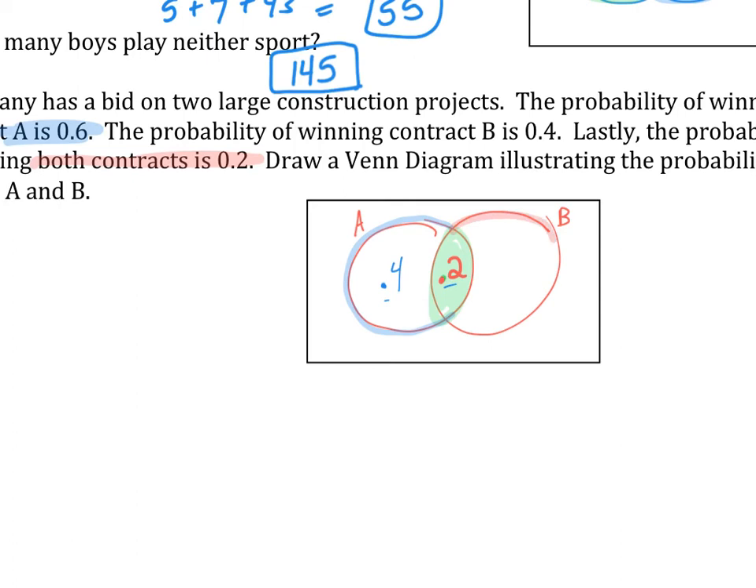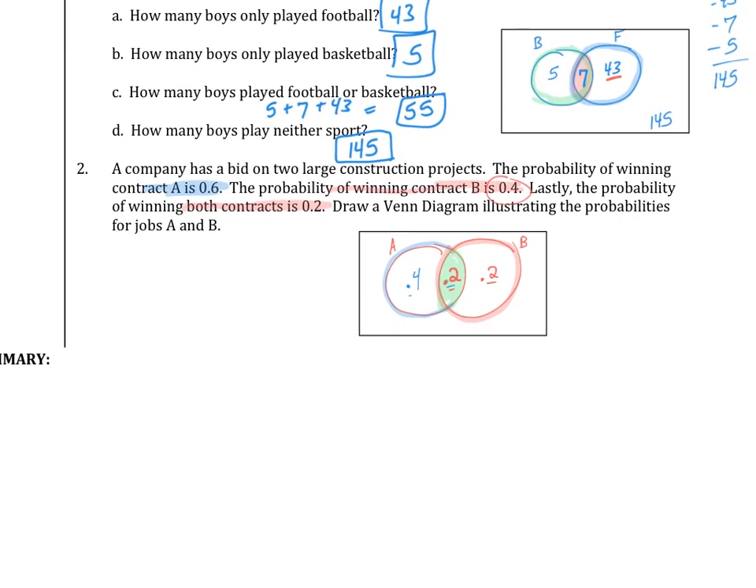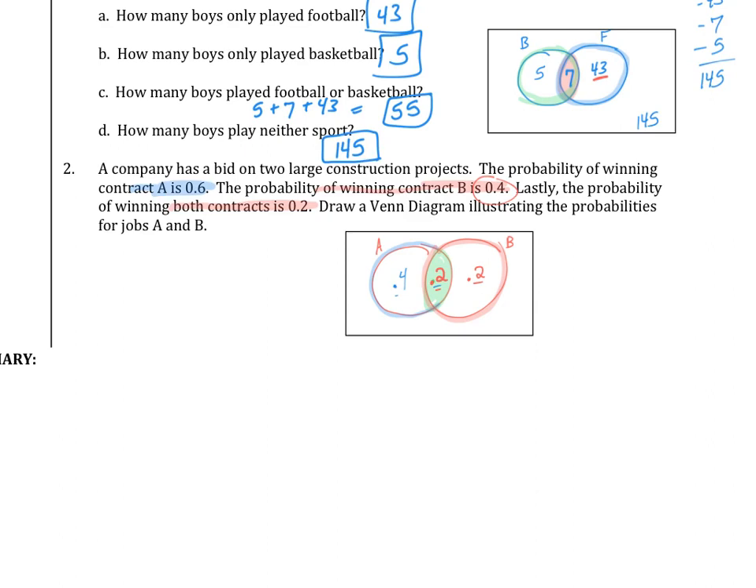And then the red circle. In the red circle, the probability of winning contract B is 0.4. So if 0.2 is already in the green overlapping part, what's left to be on its own in circle B? Well, there's 0.2 more, because 0.2 and 0.2 adds up to 0.4. Okay? So it says draw a Venn diagram illustrating the probabilities.